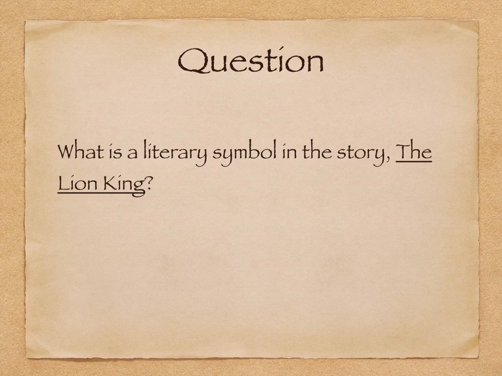So let's look at an example. So here's a question I have. What is a literary symbol in the story The Lion King, right? And we know a symbol is something that represents something else, stands for something else. Flags are symbols for countries. So here's how I would format that, going through those steps.